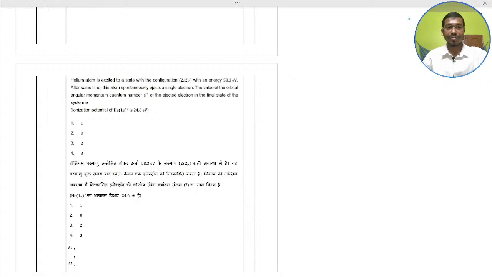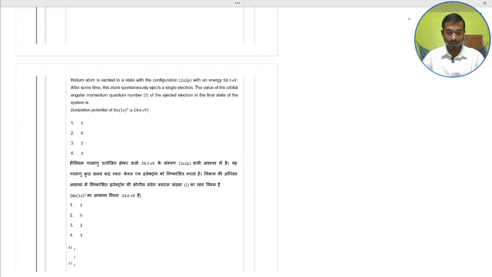A helium atom is excited to a state with a configuration 2s2p with an energy given. After some time, the atom spontaneously ejects a single electron. The value of the orbital angular momentum quantum number L of the ejected electron in the final state of the system is ionized. So this would be what? Question number 71. This is coming from the chapter atomic physics, hydrogen atom.